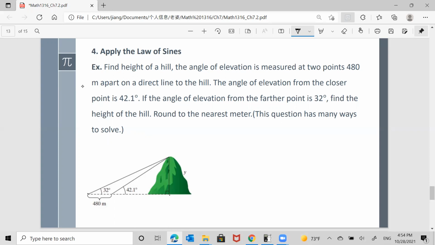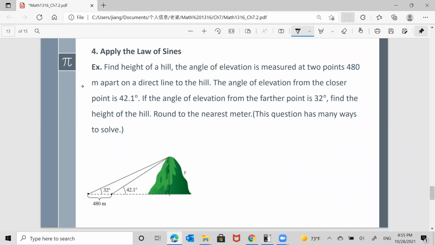So we know there are 2 points. One is here, one is here. And the angles of elevation are 32 degrees and 42.1 degrees. The distance between these 2 points is 480 meters. So I found that in this triangle, I have more information. This small obtuse triangle.